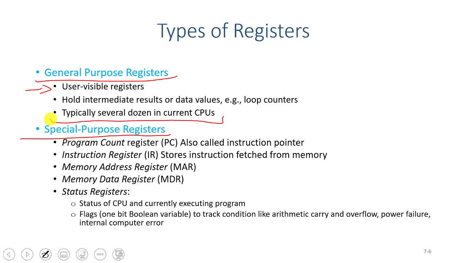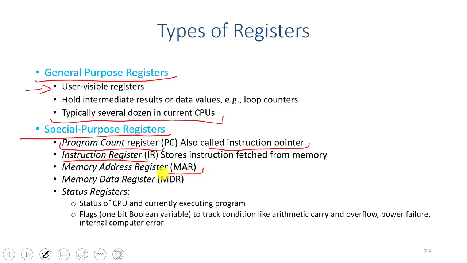The second type is the special purpose registers. They have a specific purpose. Each one of these has one job only. For instance, the program counter holds the address of the instruction that is going to be executed next, or sometimes we call it the instruction pointer. Then we have the instruction register, which holds the currently executed instruction.